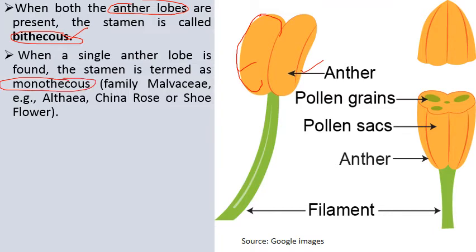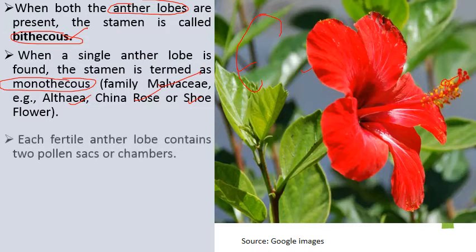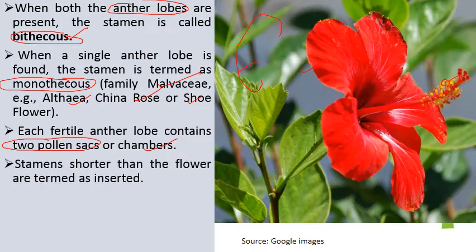And this type of stamen is found in the flowers of members of family Malvaceae. For example, we have Althea, China rose, shoe flower. So this is the China rose flower. इसमें जो anthers होते हैं, they are monothecous, single lobe present होता है, और सारे के सारे जो anthers हैं, they are fused to form one single bundle, जिसे कहा जाता है monoadelphous condition, that we'll discuss in upcoming slide. And each fertile anther lobe contains two pollen sacs or chambers. हर एक जो anther lobe होता है उसमें दो pollen chambers present होते हैं.